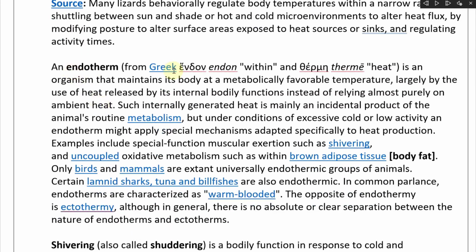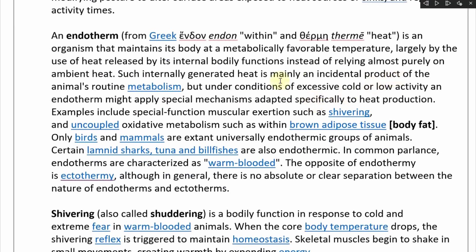Anyways, so an endotherm here, from Greek endon, meaning within, and thermi, heat, is an organism that maintains its body at a metabolically favorable temperature, largely by the use of heat released by its internal bodily functions, instead of relying almost purely on ambient heat. Such internally generated heat is mainly an incidental product of the animal's routine metabolism, but under conditions of excessive cold or low activity, an endotherm might apply special mechanisms adapted specifically to heat production.